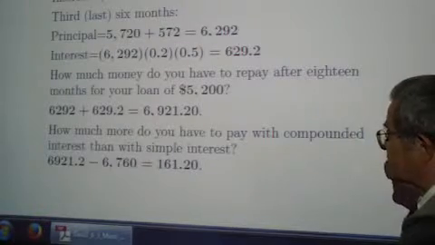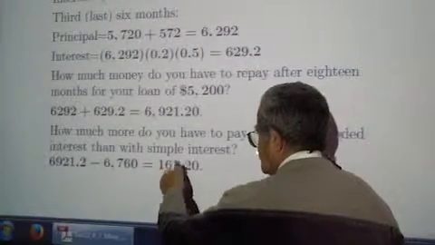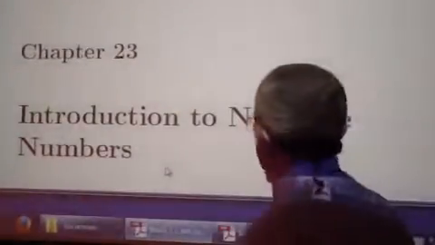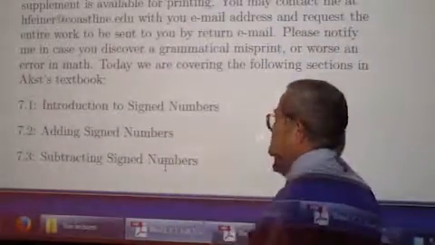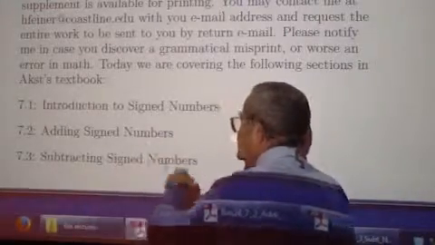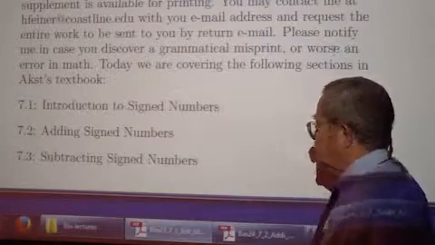So how much more did you have to pay in compounding as compared to simple interest? $161.20. Chapter 23 in my book, Introduction to Negative Numbers. What are we covering in the textbook? 7.1, Introduction to Signed Numbers. 7.2, Adding Signed Numbers. 7.3, Subtracting Signed Numbers.